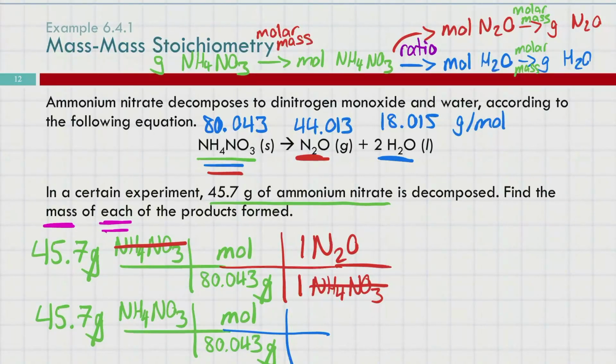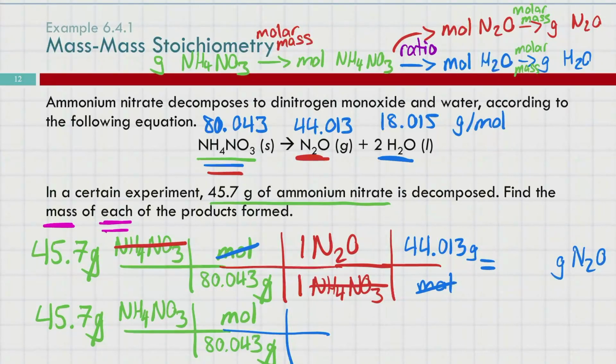So we've now converted our ammonium nitrate out, and we're talking about the amount of N2O that we would be producing in moles. And the last step is to use our molar mass for N2O to convert back to grams. So the whole calculation would look something like that, with units of grams N2O.